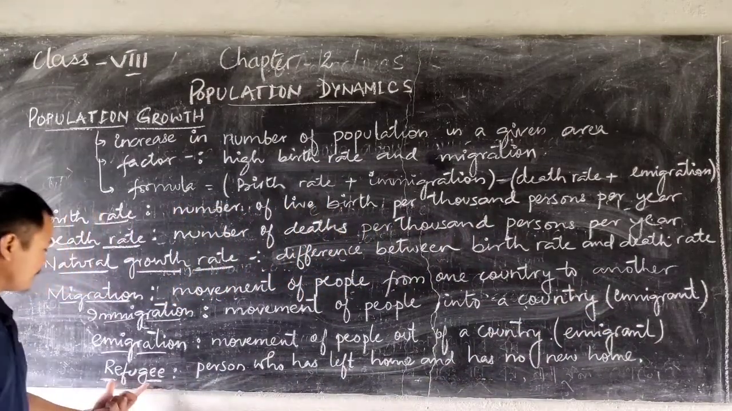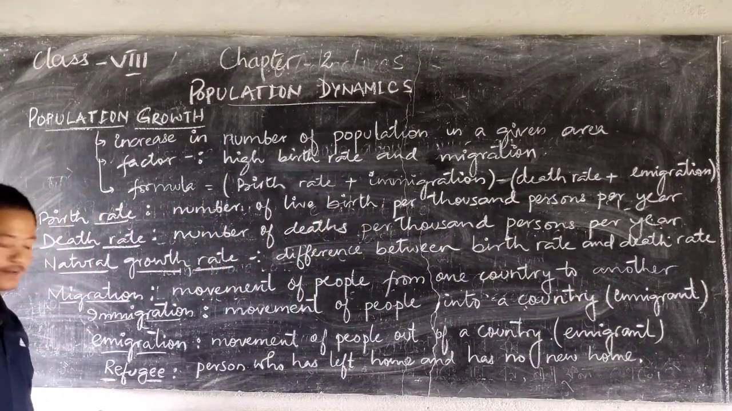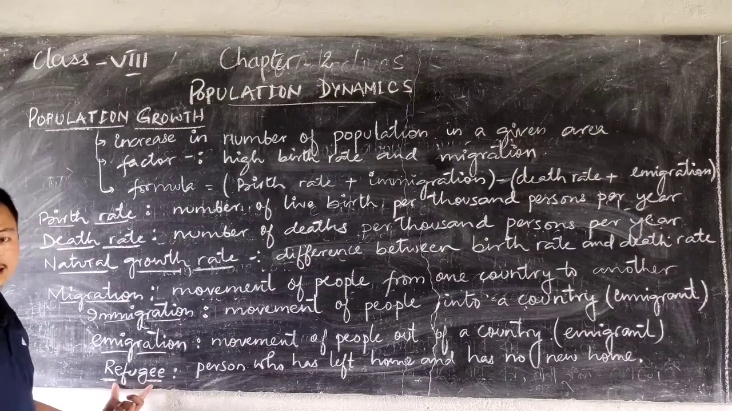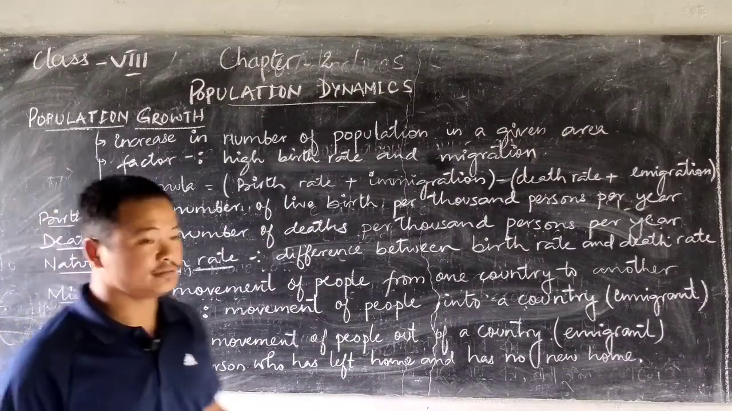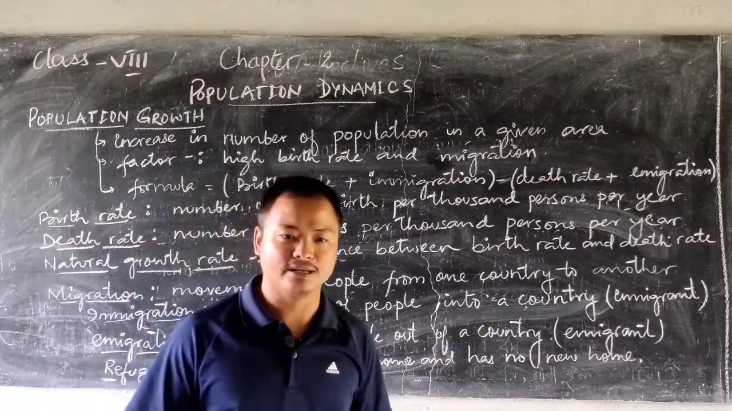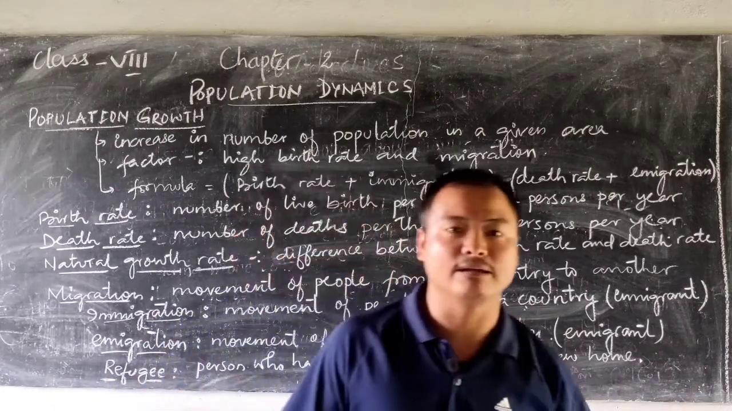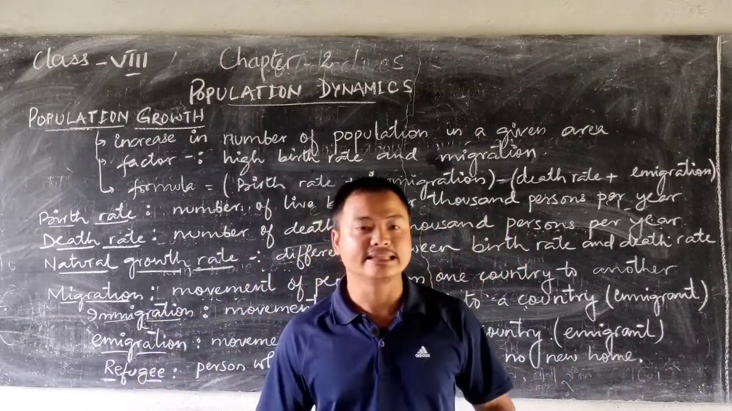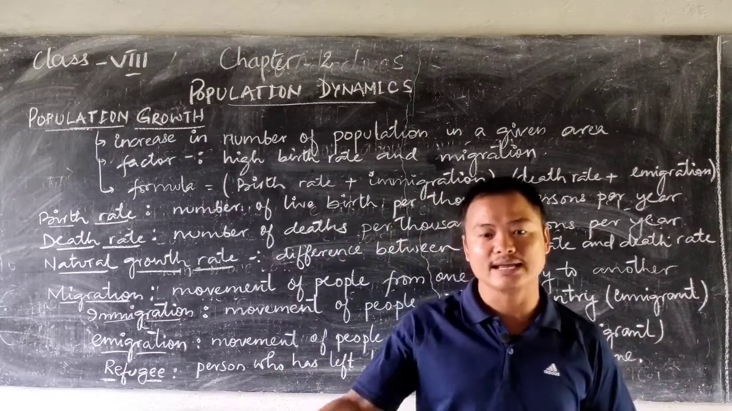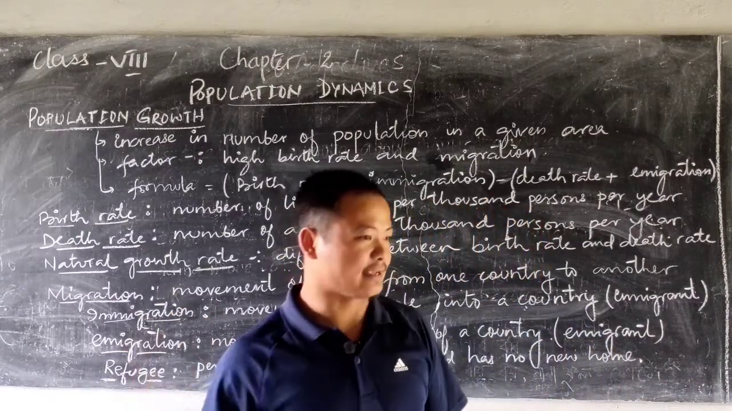Now there is a third type of movement, and that is the refugee. A refugee is a person who has moved out of his country but does not have a particular destination to go to. They don't have a host country where they go and take exile.